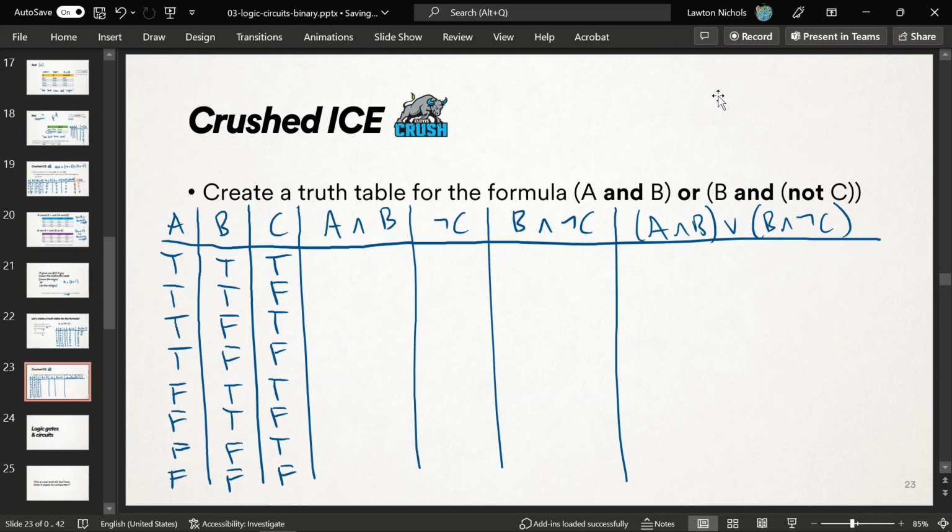So I'll give you like a minute head start, and then I'll start doing it, okay? Try to do it yourself. And help each other if you have any questions.